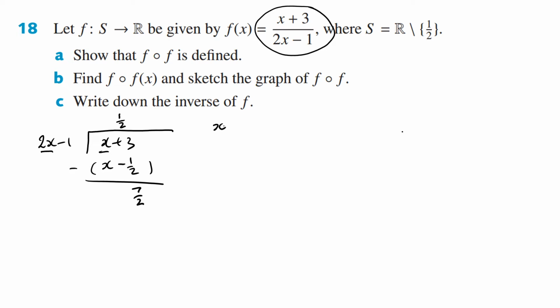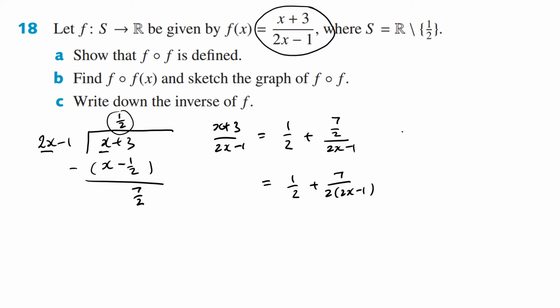So we can now say that x plus 3 over 2x minus 1 is equal to our half that we got here plus 7 over 2 over our 2x minus 1. Now, if we simplify this a little bit further, we can write this as a half plus 7 over 2(2x minus 1). Now, the reason why you want to do this is because now you can determine what the range of this is equal to.